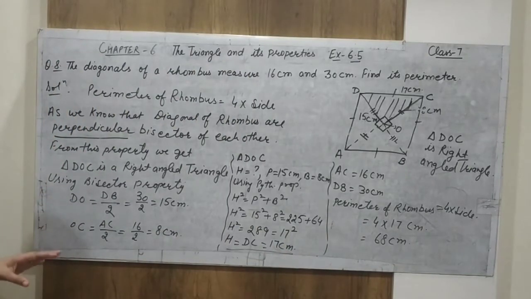So these kinds of questions are very important, because they use the properties of the rhombus, the perimeter formula of the rhombus, then the bisector property, and then the Pythagoras theorem, and so on.